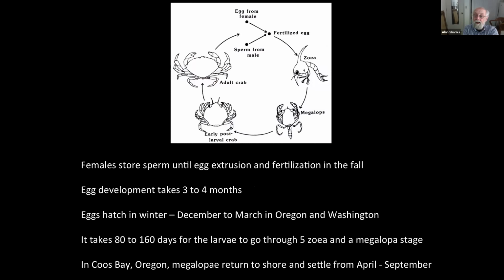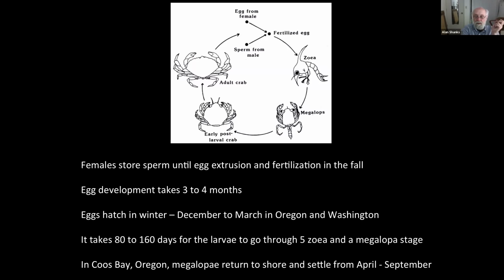Females store the sperm until egg extrusion and fertilization in the fall. So in other words, over the whole summer, they've stored that sperm that they've gotten during the mating event. Egg development takes about 3 to 4 months in the California current. Eggs hatch in the winter around Oregon and Washington, December to March.